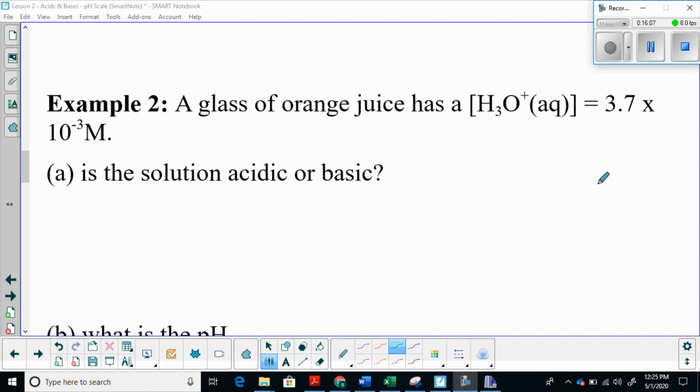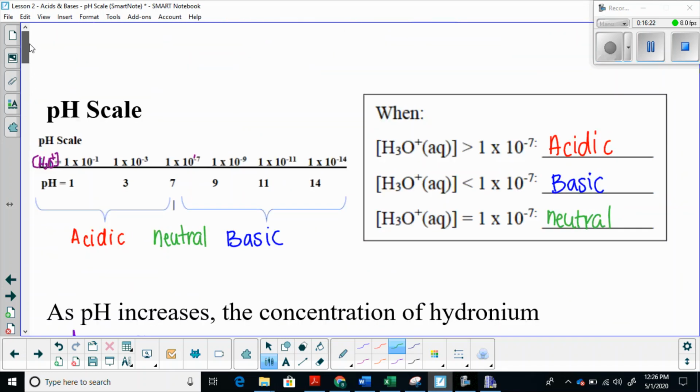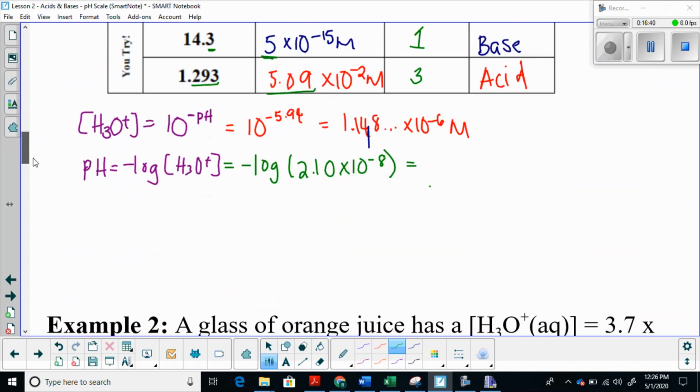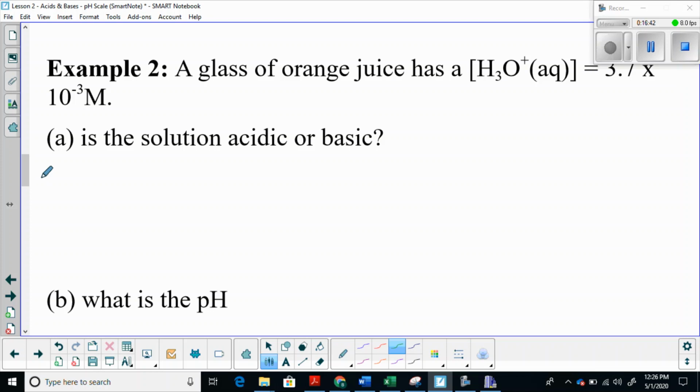Well, simple word problems. A glass of orange juice has a hydronium concentration of 3.7 times 10 to the negative 3. Now, it's asking us what is the nature of the solution. Is it acidic or basic? So if we go back up to our original chart here, we'll notice if the concentration is greater than 1 times 10 to the negative 7, it's going to be acidic, okay? So we have something that's in the times 10 to the negative 3 region, so we should be getting a pH around 3 when we put that calculation in. So I'm going to say that this is acidic.